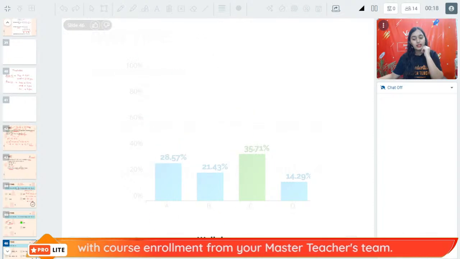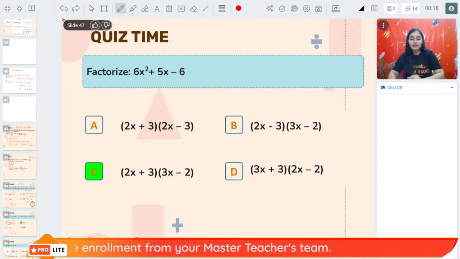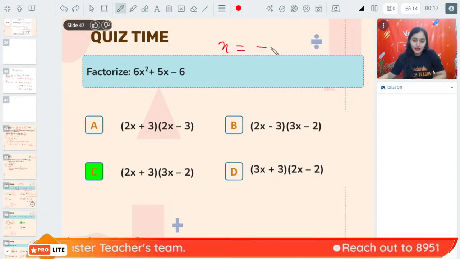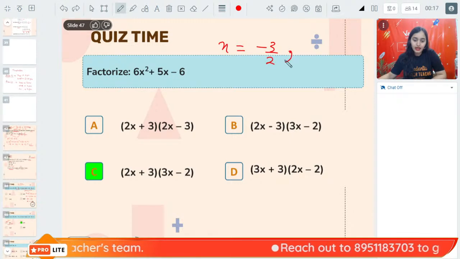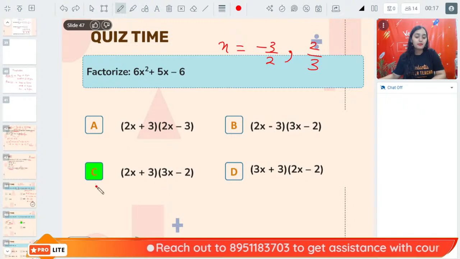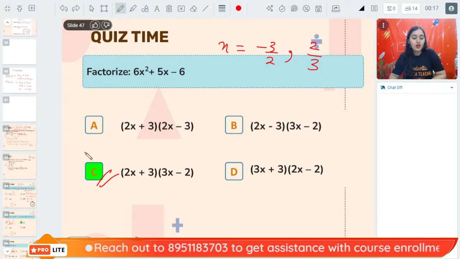So, what is the right answer? The right answer is 2x plus 3 and 3x minus 2. When you factorize, you will get x as minus 3 upon 2 and 2 upon 3. So, these two are the zeros. Therefore, option C is the factors of this polynomial.